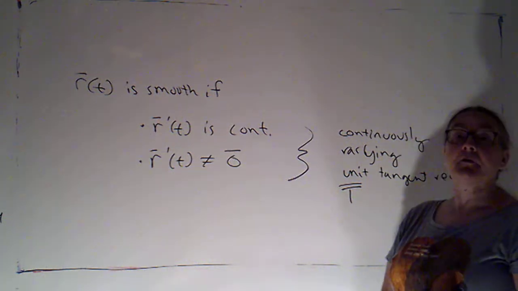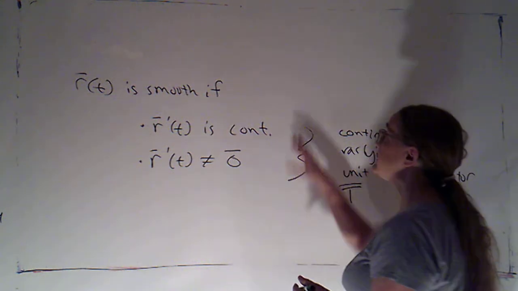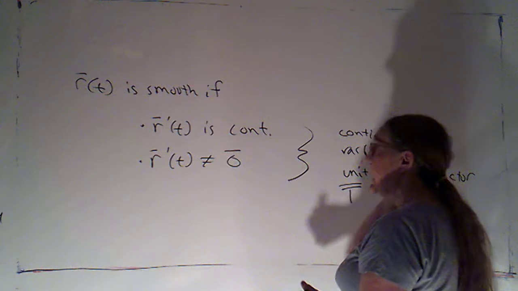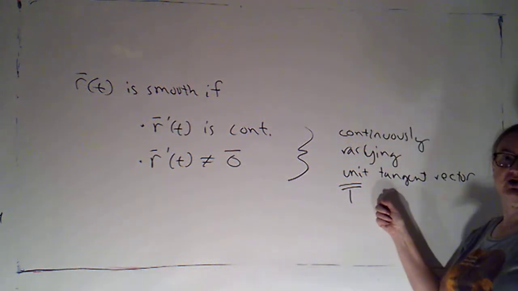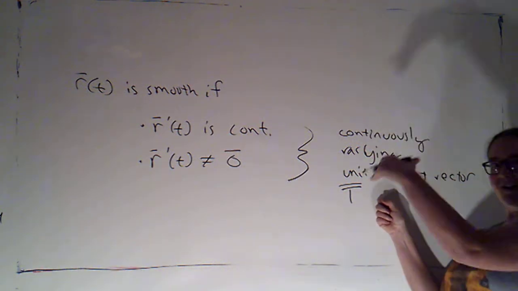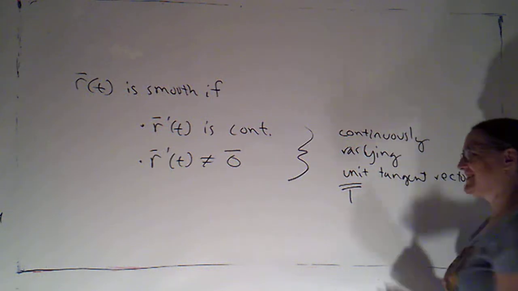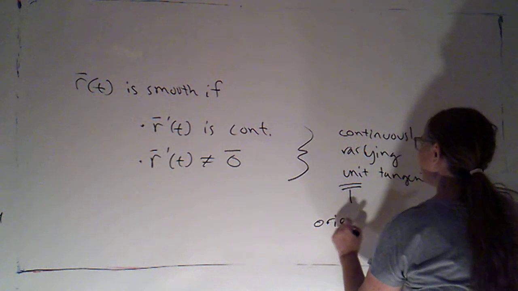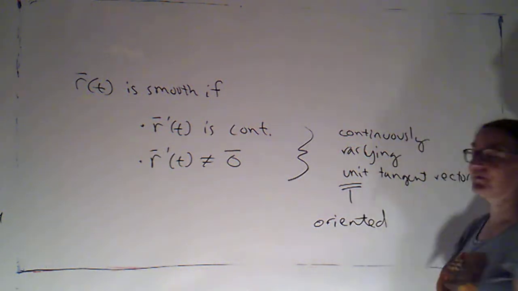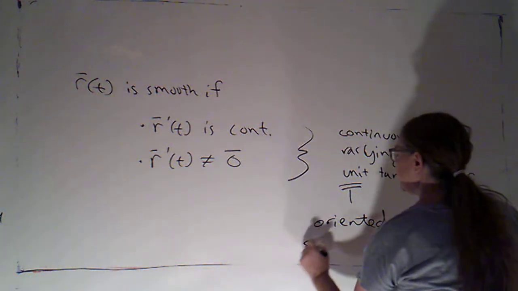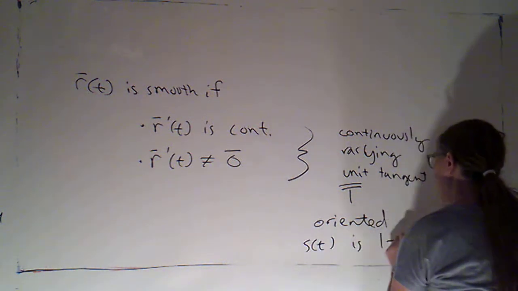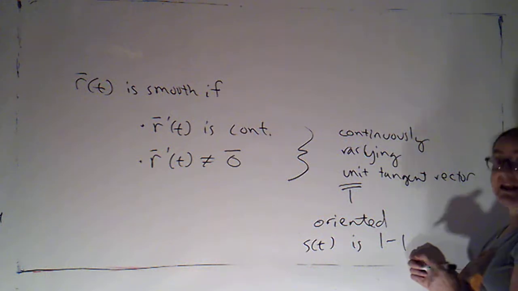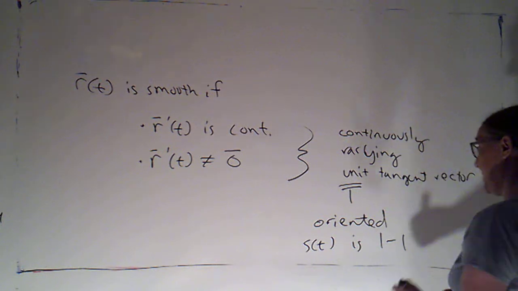Okay, another couple of consequences about this is if a curve is smooth, that means it has an orientation. If there's always a vector that's pointing in the direction that it's going, that means our curve is going to be oriented. Okay. And it means that s of t is one-to-one so that we can find the arc length parametrization.